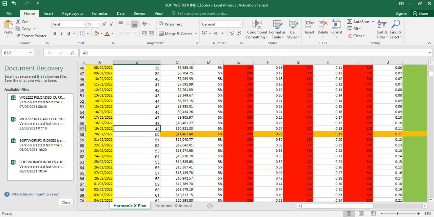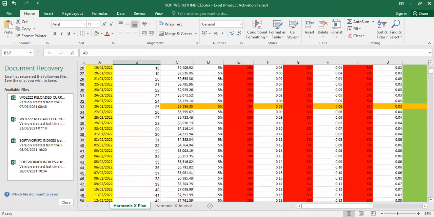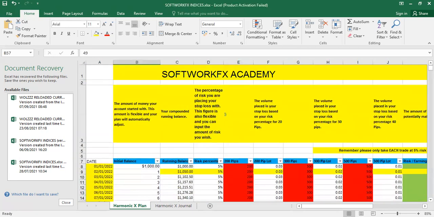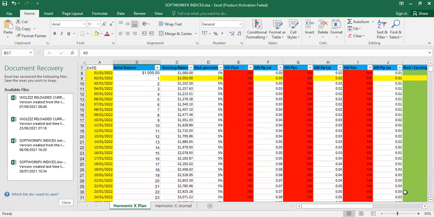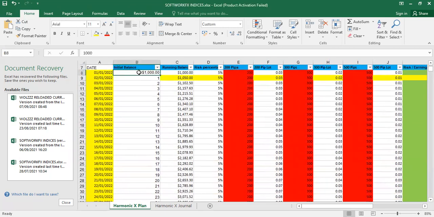And the good aspect of this document is that you can accommodate any account balance. If your account is $100, just come to the initial balance, type in your $100, and click away from the box, just click any part of it, and you see the chart has recalculated. So this is $100 at 5%, with 200 pips, 300 pips, 500 pips, and so on and so forth.